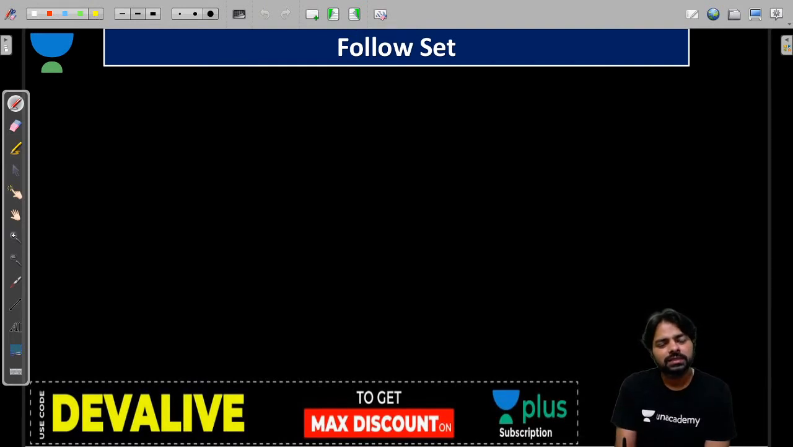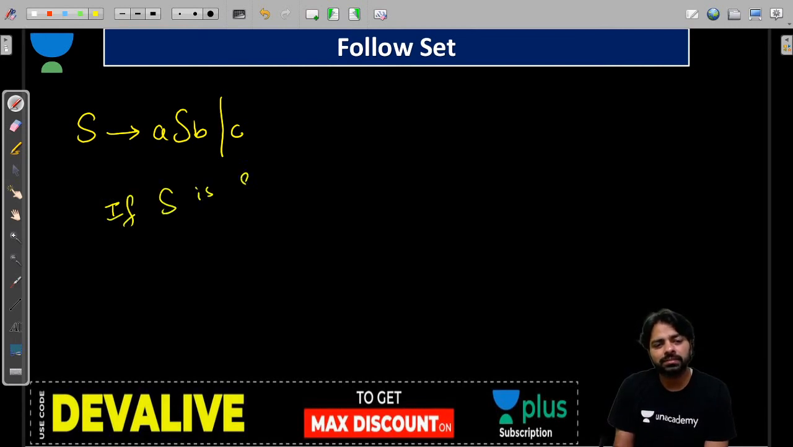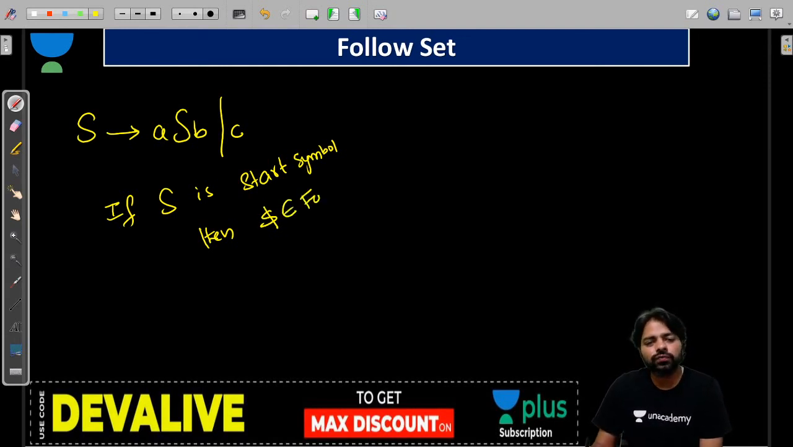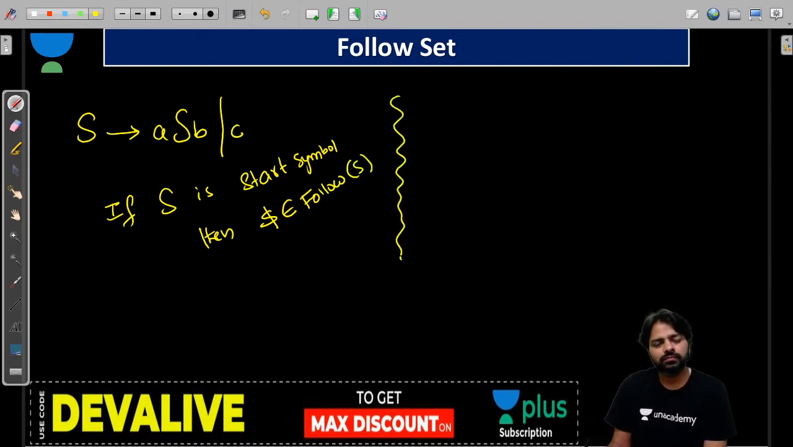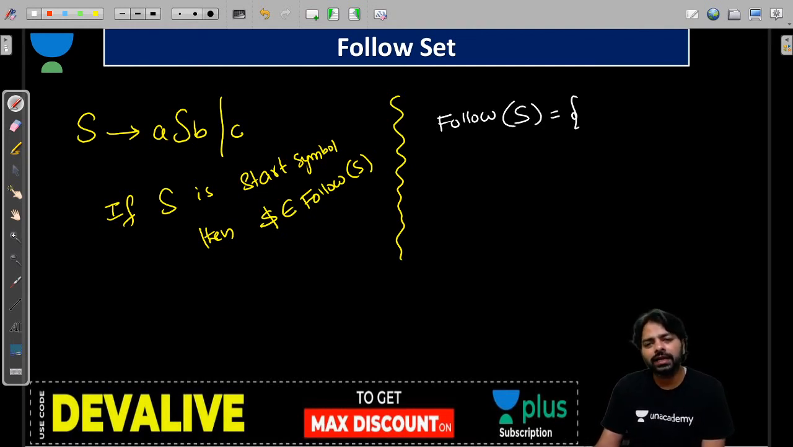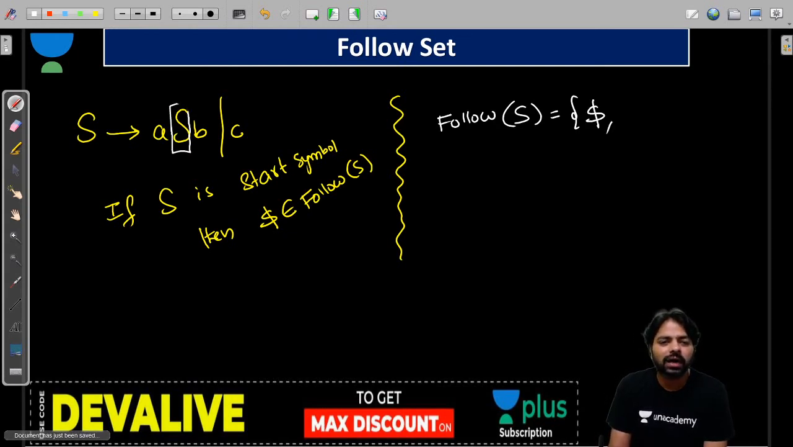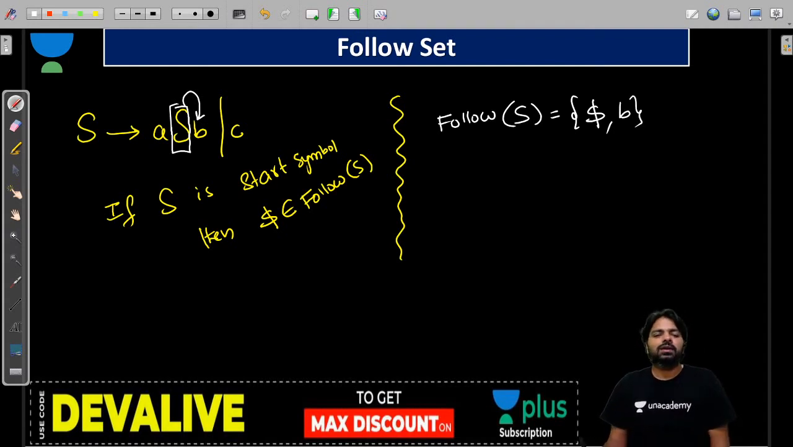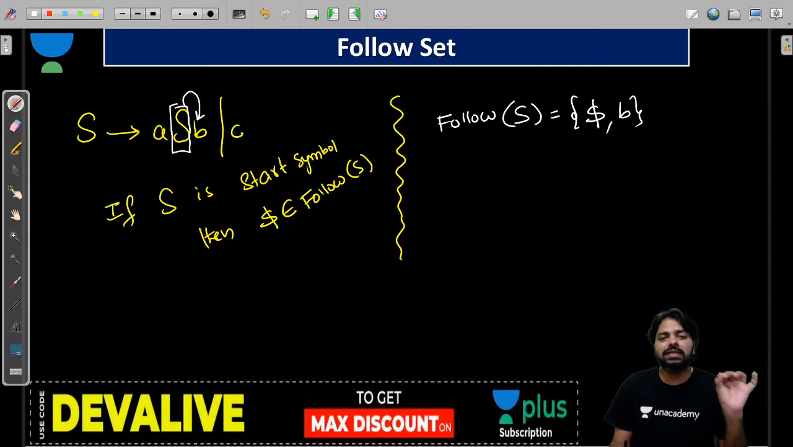Some examples here. Suppose you have S derives A S B or C. As you know, S is the start symbol. If S is the start symbol, then you must include one thing. Dollar is a special end terminal that always belongs to follow of S. So if you want to compute follow of S, it is dollar definitely, but you have to look at only the RHS side now. After S, B is there. Now don't take the LHS. Look at where S is present in the RHS of the rule.